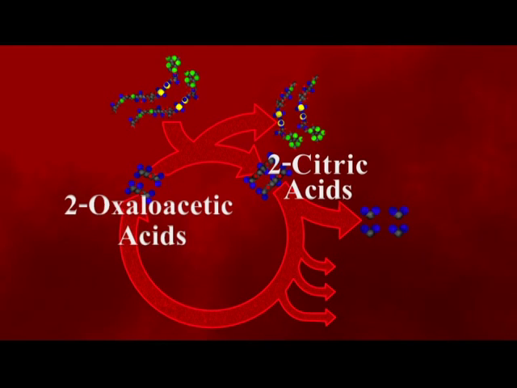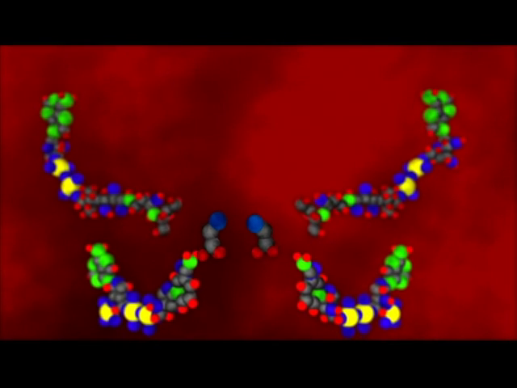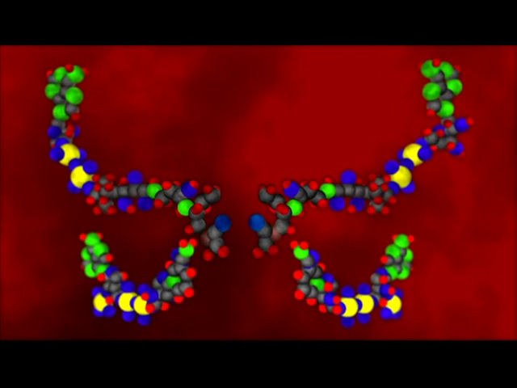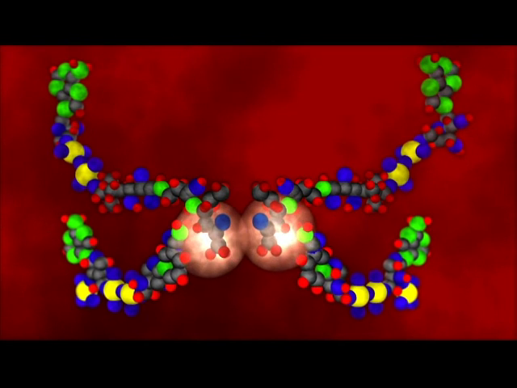During this process, 4 CO2 molecules are given off, and the energy of the 2 acetyl groups is used to form 2 ATP molecules and 8 electron carrier molecules: 2 FADH2 molecules and 6 NADH molecules. In addition, you'll recall that earlier, 2 NADH molecules were produced as the 2 acetyl-CoAs that entered the Krebs cycle were formed.